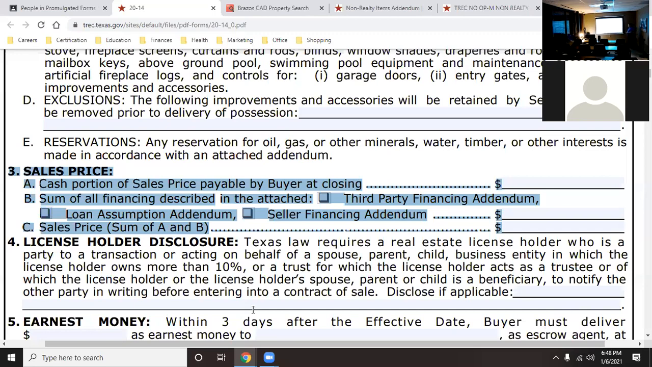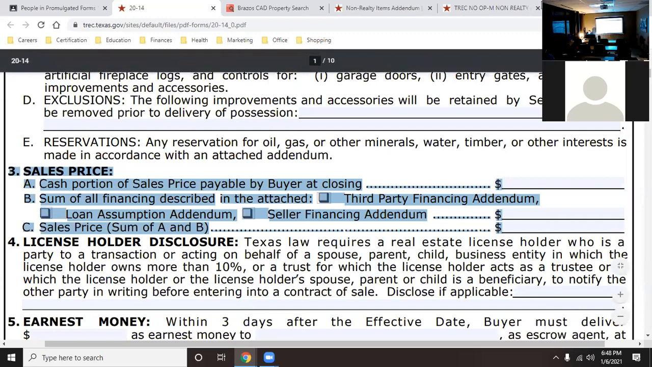Well, what you do is all cash portion, whatever Mr. Grossman's putting down, he's going to put here. And even if he's paying Mr. Jacob in a bank, he still combines them together, puts them as a total in B, and marks the third party and seller financing boxes. Because those are telling them that now I need to go to those addendums and I need to complete those addendums. Do you see how that works? Okay, so very important in that particular situation.